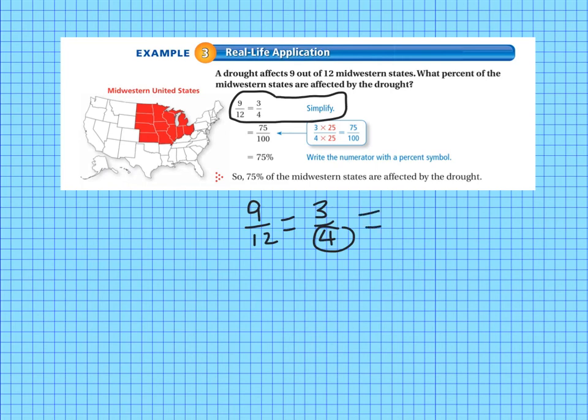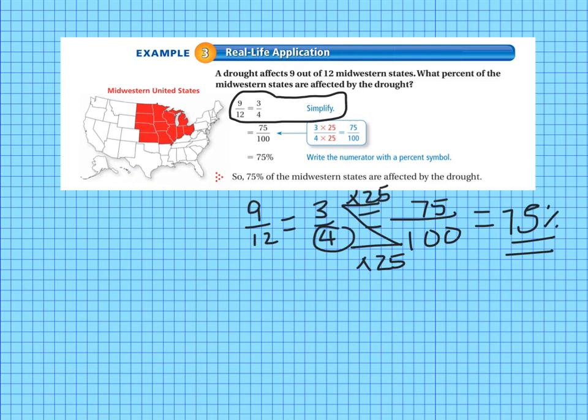So I'm going to show you the backwards Z that they show you off to the side here, but I'm going to show it to you the way I just showed you on the last slide. So 4 times what equals 100? 4 times 25 equals 100. And then 3 times 25 equals 75. So that equals 75% of those states. So these are the same steps that the book used. It just looks a little bit different the way I showed you. So 75% of the Midwestern states are affected by drought.